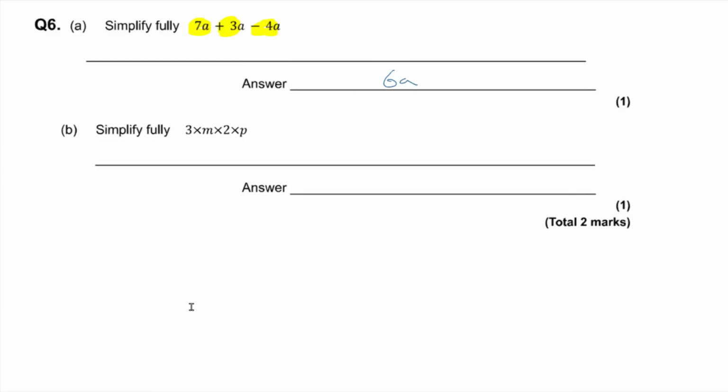Simplify fully 3 times m times 2 times p. So we've got two numbers. We've got an m and we've got a p. So if they're the same, we can multiply them together. If they're not the same, we just push them up against each other in the final answer. So the 3 times 2, that gives me 6. And then I've just got an m by itself, so I'm going to write m. And I've just got a p by itself, so I'm going to write p. Okay, so the final answer is 6mp.